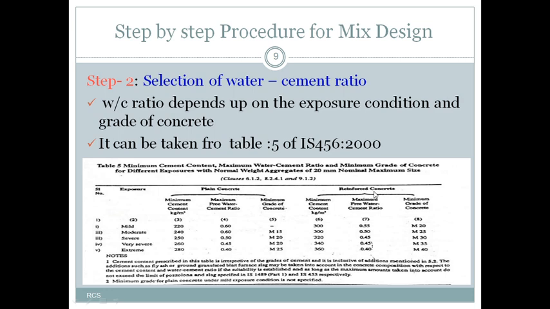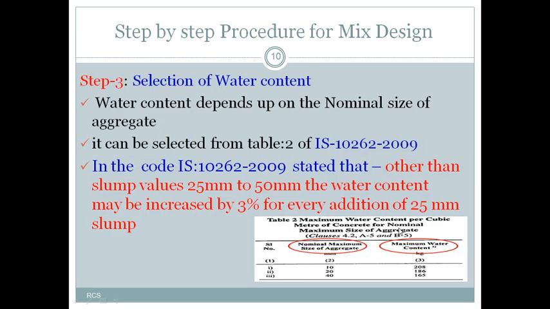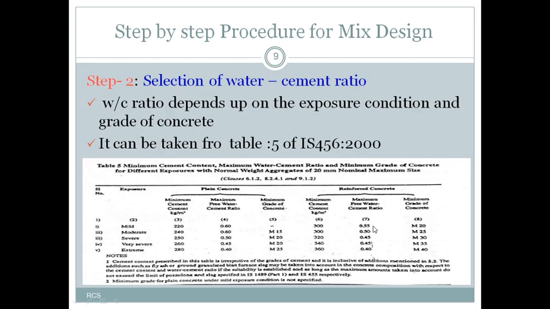Suppose your intention is to design the mix proportion for M20 grade concrete, and this M20 grade concrete is used under a mild exposure condition. Then what is the maximum water cement ratio required? Here, for M20, as I am designing for RC, reinforced concrete structure, the minimum grade of concrete is M20. For this M20 grade of concrete, what is the maximum water cement ratio we can adopt? That is 0.55. That is, W by C ratio equal to 0.55 we can choose.